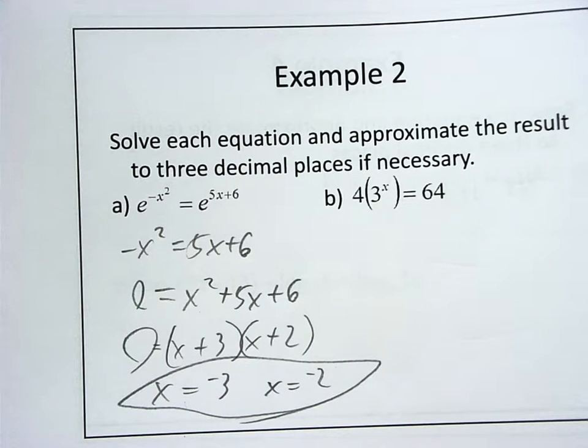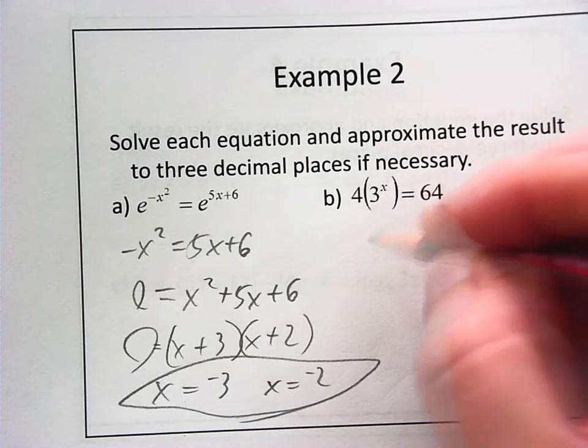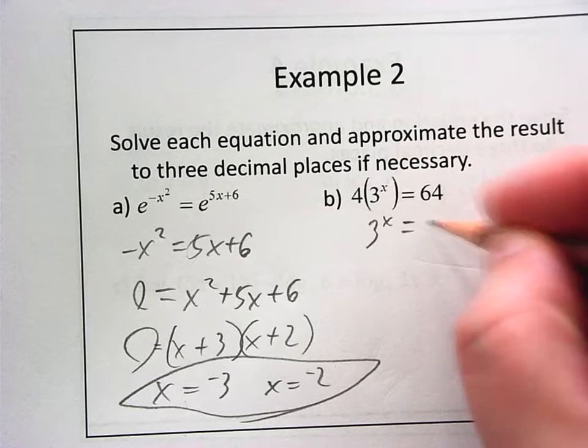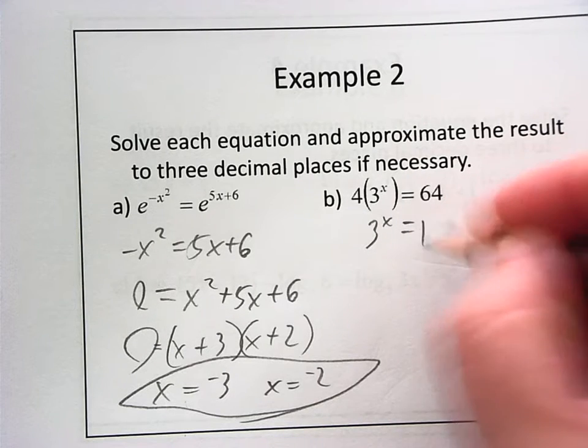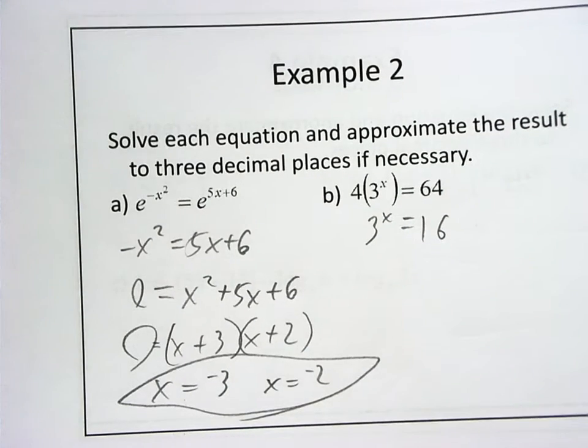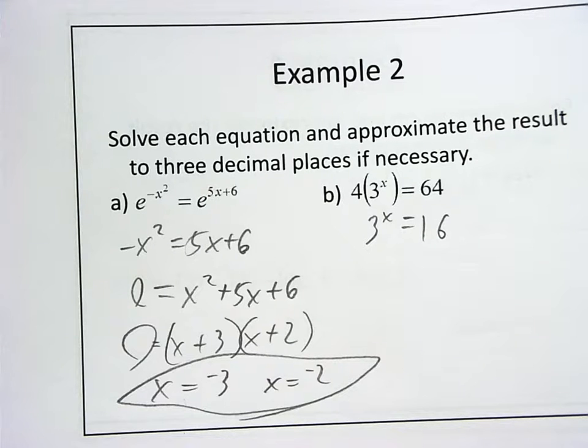What about for the next one? Divide by 4 first so you can get the exponential by itself. So if I divide by 4, I'm going to get 3 to the x equals 16. So divide by the 4 first. Now, is there any way I can do one-to-one on this?